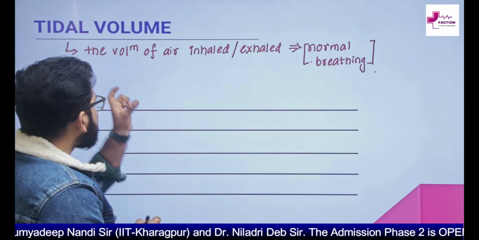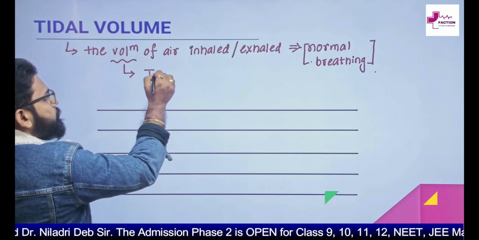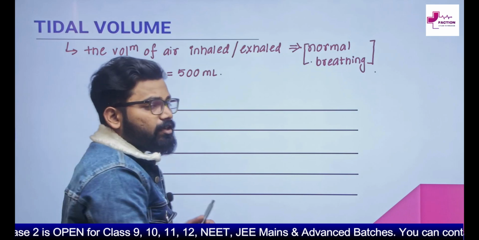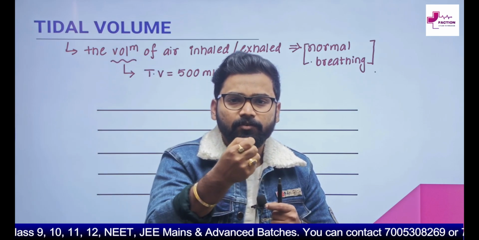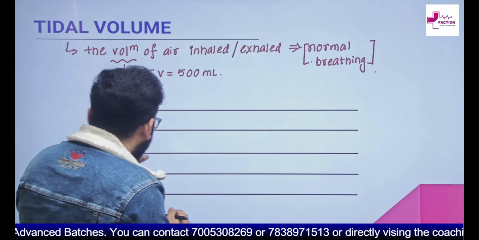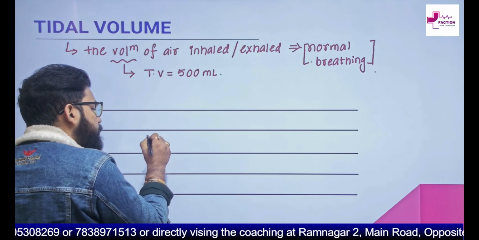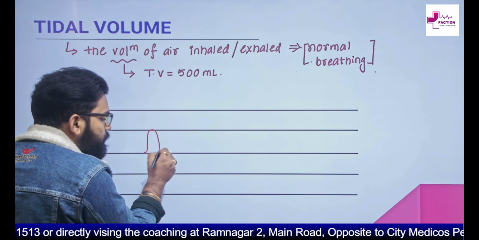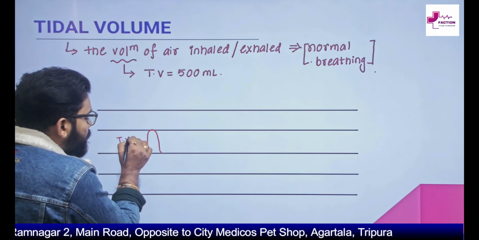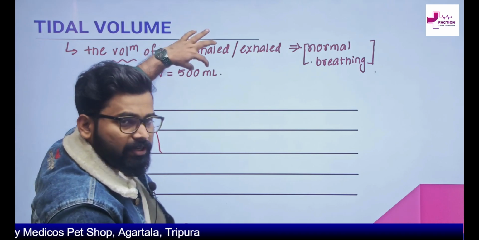So this value, since we are talking about a volume, we denote it as tidal volume equal to 500 ml. That is, during a normal inhalation or exhalation, we take in or expel out around 500 ml of air. So graphically we can represent it like this. This is a tidal volume. This tidal volume refers to the volume of air that is inhaled or exhaled during a normal inhalation or exhalation, which turns out to be around 500 ml.